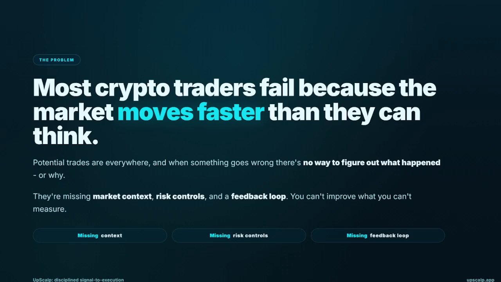It can be very overwhelming. And when something goes wrong, everything is moving so fast, it can be hard to tell why it went wrong. So generally you're missing a wider market context, you're missing risk controls to stop you from making costly mistakes, and you're missing this feedback loop to inform your trading.